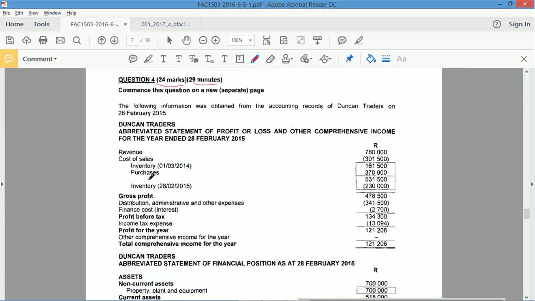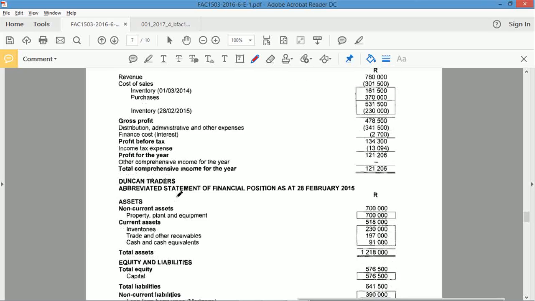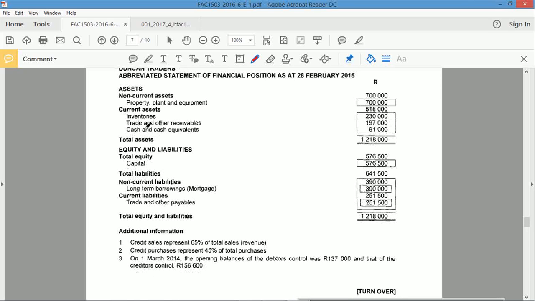Now I go to my question and I look for the start and the end. I'm going to be looking at trade receivables. There's my trade receivables. There's the one amount that I need. There's the end balance. I need the opening balance. 1st of March is the opening balance because I'm looking at 28 Feb 2015. So here's my opening balance for my trade receivables. 137. Those are the two figures that I'm going to be needing for the average trade receivables. Everyone okay with that?